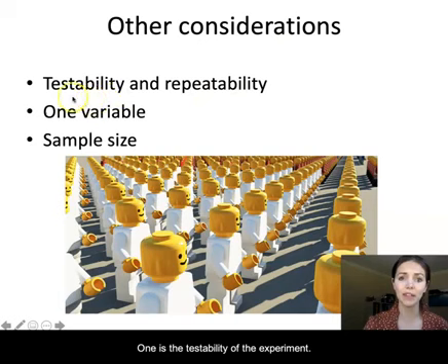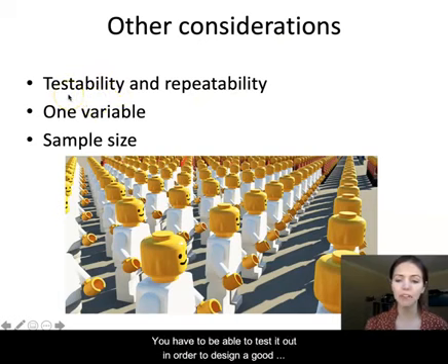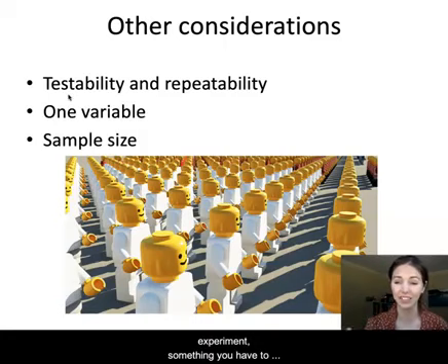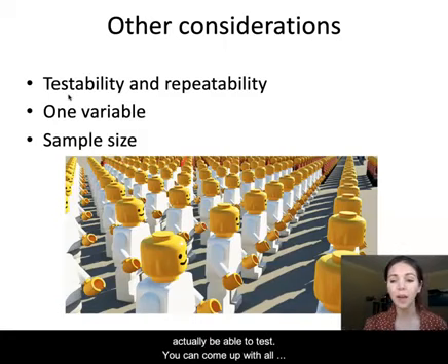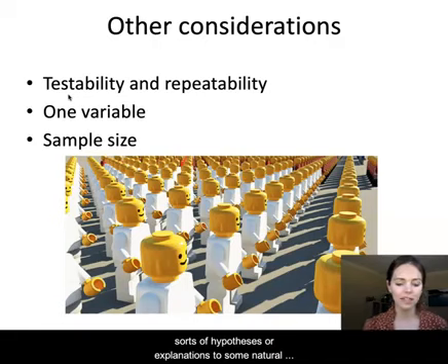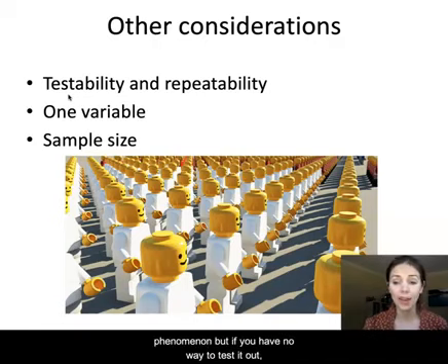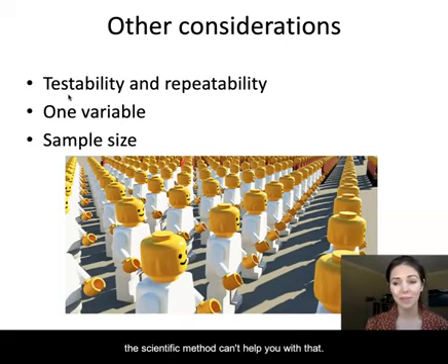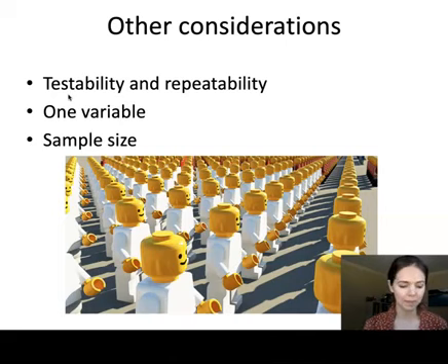One is testability of that experiment. So you have to be able to test it out in order to design a good experiment. It's something you have to actually be able to test. Okay, so you can come up with all sorts of hypotheses or explanations to some natural phenomenon, but if you have no way to test it out, the scientific method can't help you with that.